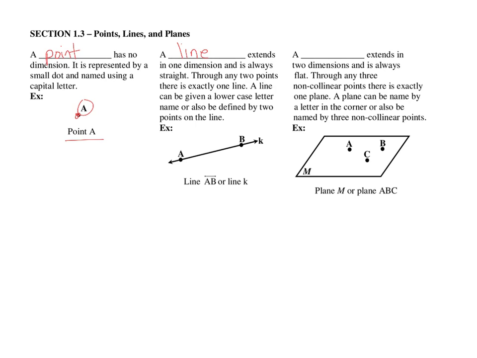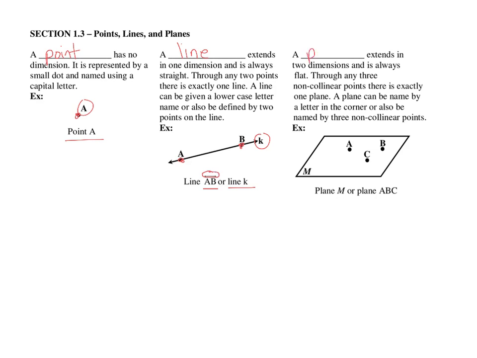A line extends in one dimension and is always straight. Through any 2 points, there's exactly one line. So we got 2 points here, and through any 2 points, there's exactly one line. A line can be given a lowercase letter. You could refer to this line by a lowercase letter. Or it can also be defined by 2 points on the line. So since these 2 points are on the line, we could call it line AB with the line symbol above it.